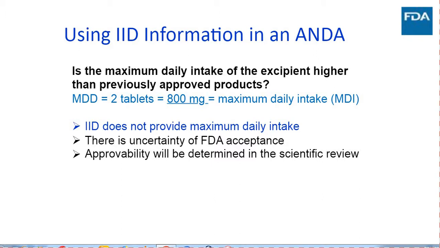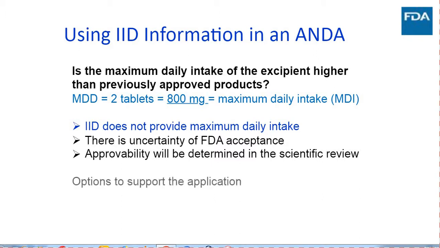So during the filing of the drug, all they really are checking is whether or not you meet the IID level for a unit dose. But during the scientific review, they're going to be looking at the maximum daily intake, and that will also trigger whether the product can be approved eventually.